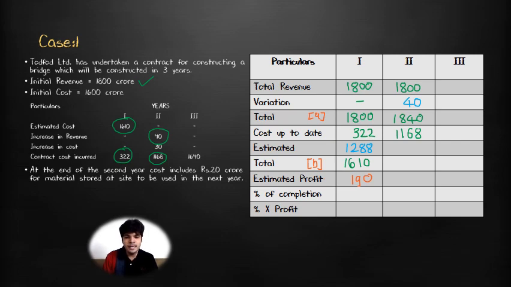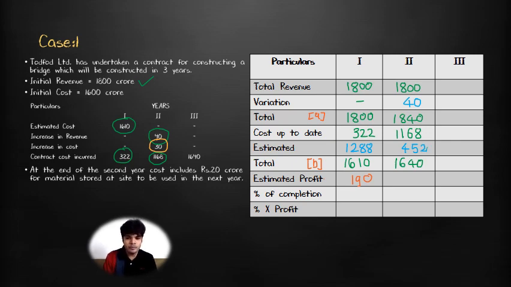Now, before writing the estimated cost, I have to write the total cost. But while writing the total cost, we have to be very careful that there is an increase in cost of rupees 30 here. So my total cost is now going to be 1640. This 1610 plus 30 is 1640. So the balancing gap now is going to be 452, which will be the future estimated cost.